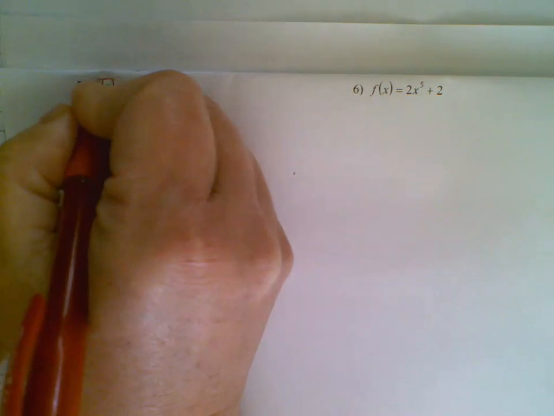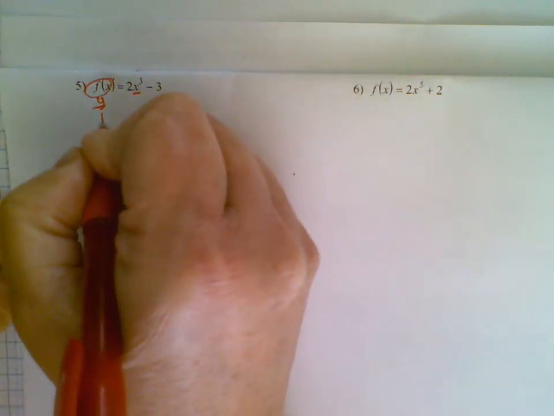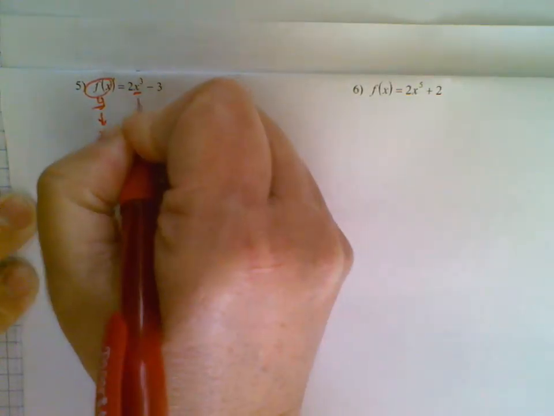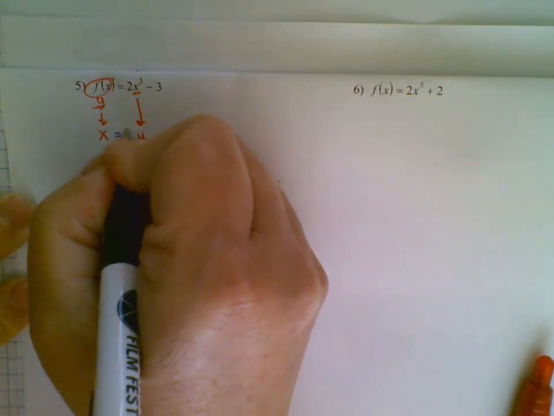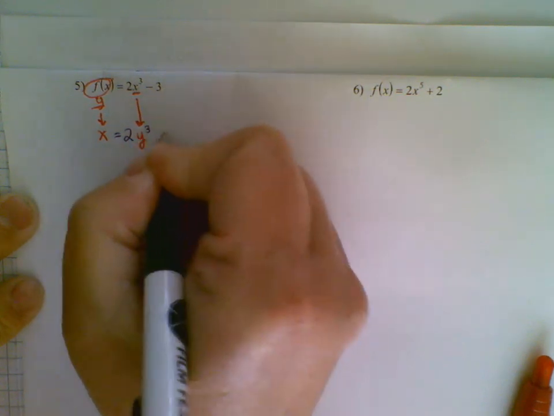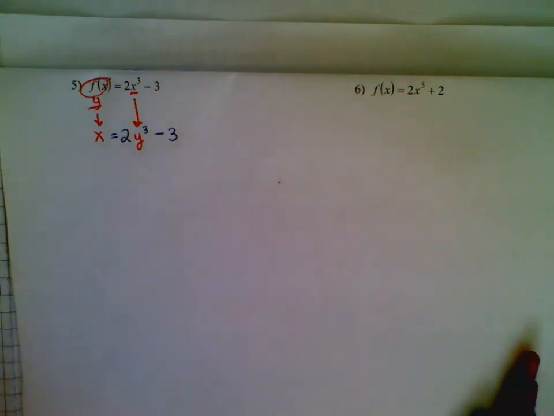So my f of x is just y, but I'm going to switch that and the x. So that's going to give me an x here and a y here. Everything else is the same. So x equals 2y cubed minus 3. All right, so that's the switching.